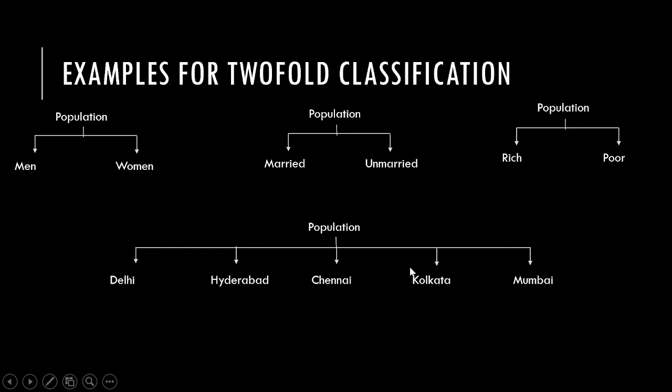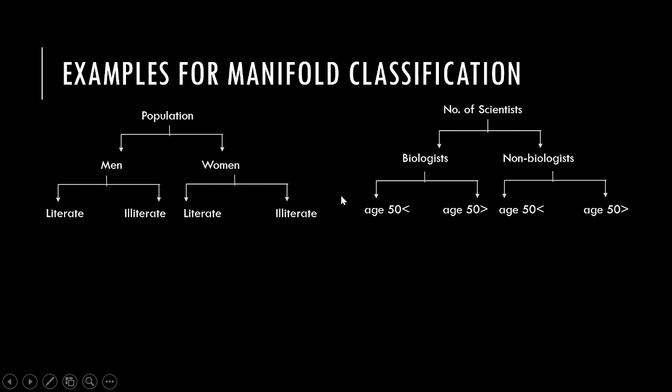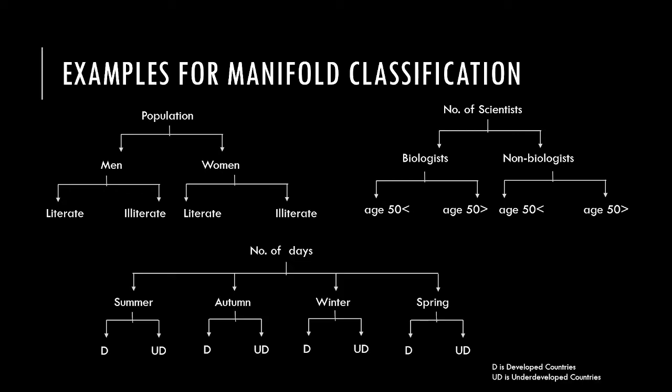The manifold classification involves multiple divisions. In the multiple divisions, the main attribute can be divided into one set of characters, and this set of characters can be further divided into another set of characters. In this case also, one can observe dichotomy or polychotomy. The first 2 examples belong to dichotomous branching. The last example is associated with polychotomous branching.